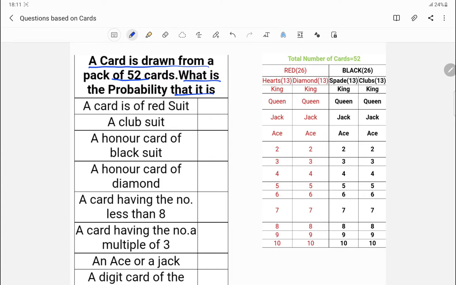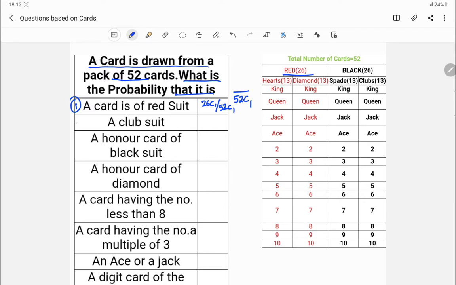We are asked to find the probability. So first we'll start with the denominator. Since in all these questions only a single card is drawn, the denominator will be 52C1. Now let us look at the numerators for each type of question. In the first question, we are asked the probability that the card is of red suit. From the table we can see there are 26 reds. So it is 26C1 divided by 52C1.